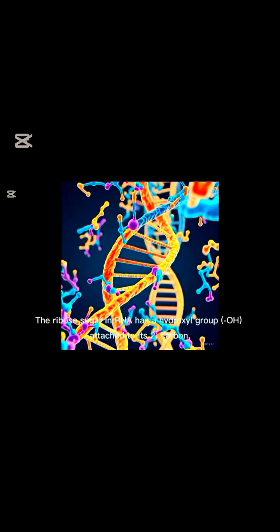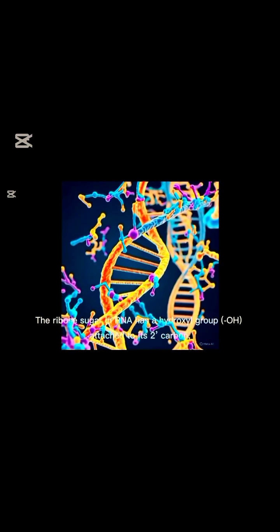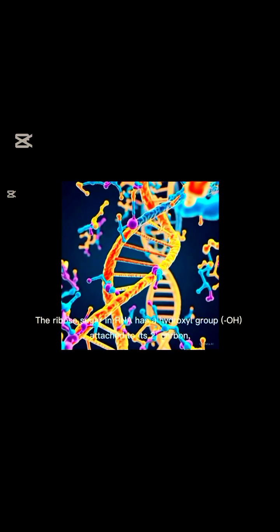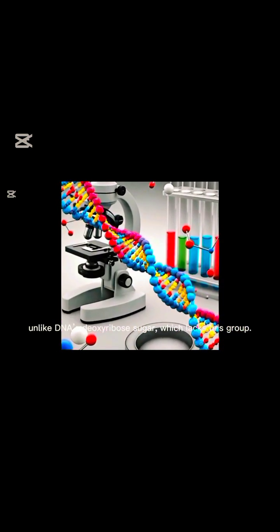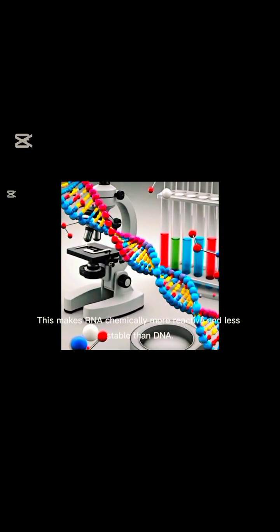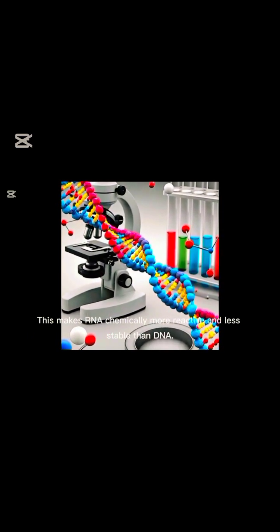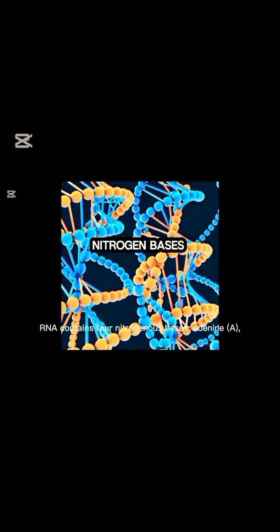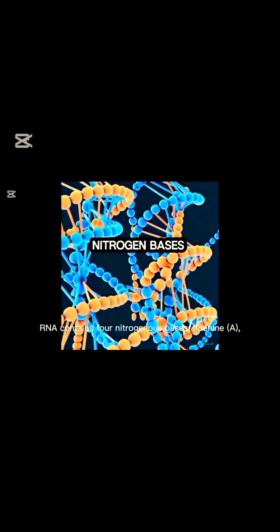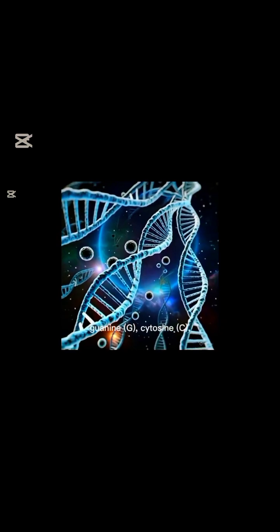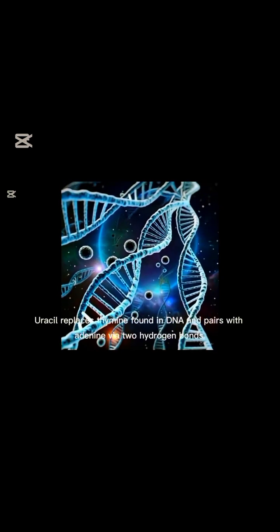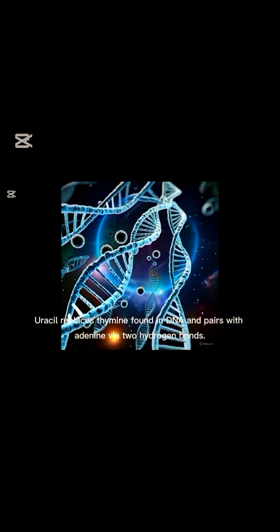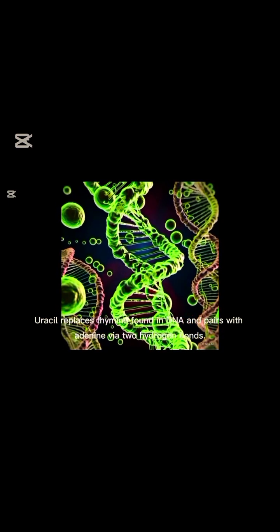The ribose sugar in RNA has a hydroxyl group attached to its 2' carbon, unlike DNA's deoxyribose sugar, which lacks this group. This makes RNA chemically more reactive and less stable than DNA. RNA contains 4 nitrogenous bases: adenine, guanine (G), cytosine (C), and uracil (U). Uracil replaces thymine found in DNA and pairs with adenine via 2 hydrogen bonds.